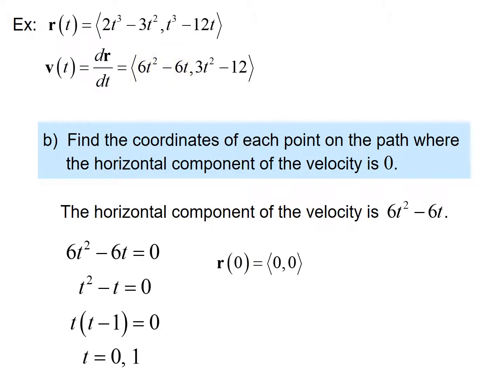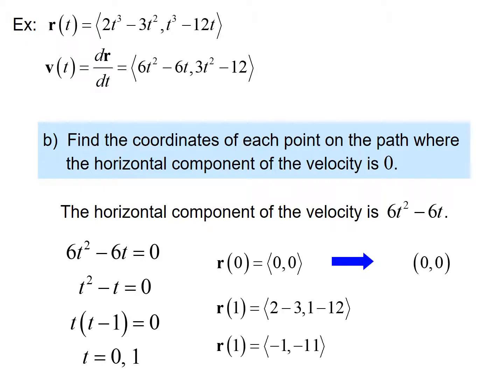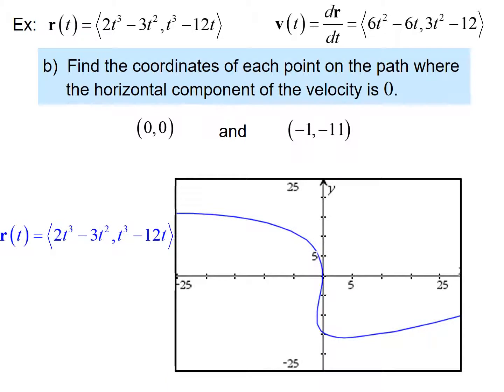So our position at t equals 0 is 0, 0. And our position at t equals 1 is -1, -11. If we look back at the graph right here, and we plot those points, you can pretty clearly see that that's where this graph changes direction from moving left to right or right to left.